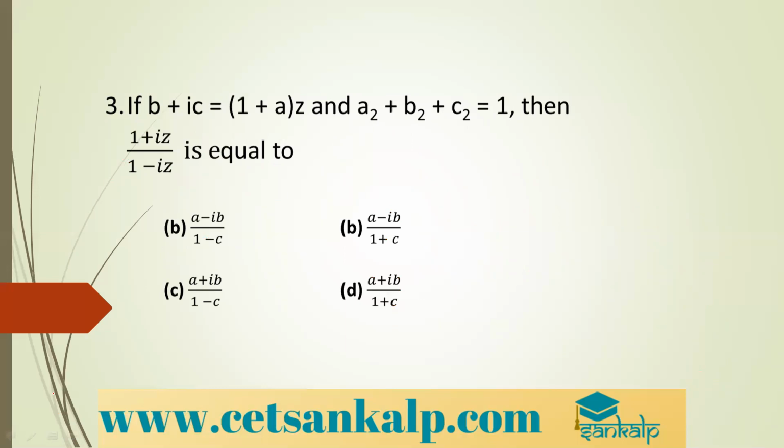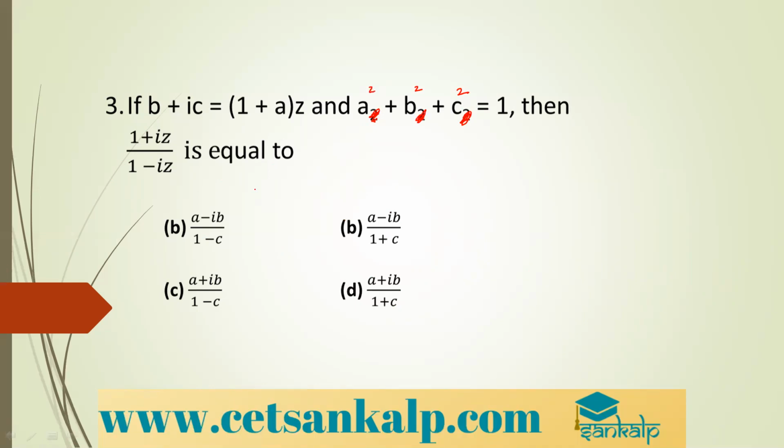Let's go to the third question. If b plus ic equal to 1 plus a into z, where this is not a2, b2, c2, this is a square plus b square plus c square, so a square plus b square plus c square is 1. Then you have to write what is 1 plus iz by 1 minus iz.